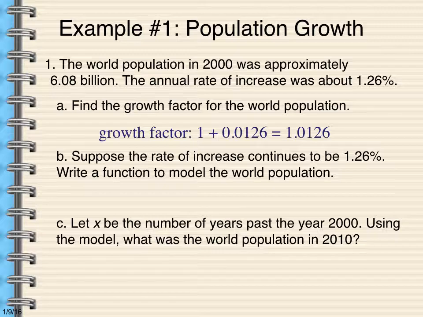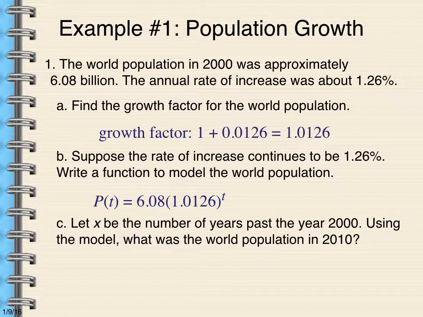So our function will be P for population after t years equals the initial amount at the time of this study, 6.08 billion, times 1.0126 raised to the t power. Part C says, let x, or in our case, let t, be the number of years past the year 2000. Using the model, what was the world population in 2010?